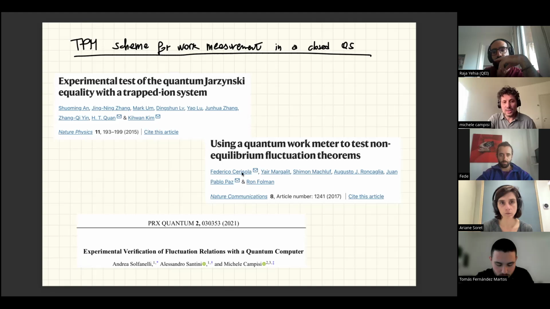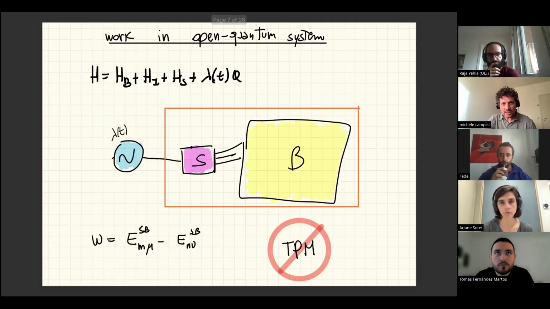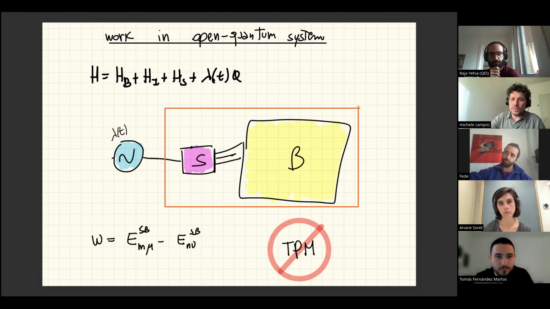Of course, quantum computers are not perfect, so you're going to measure such work statistics approximately. Okay, so what I'm going to show you is that in fact you can use the same machinery, the quantum computer, also to measure work probabilities for open quantum systems. So before going into the technicalities, let's have a look at the physics of what's going on when you have an open driven quantum system.